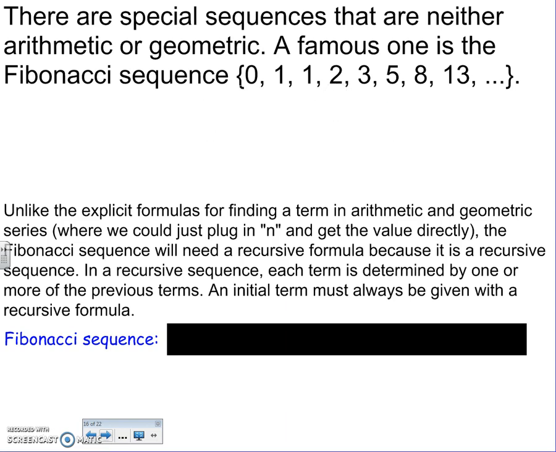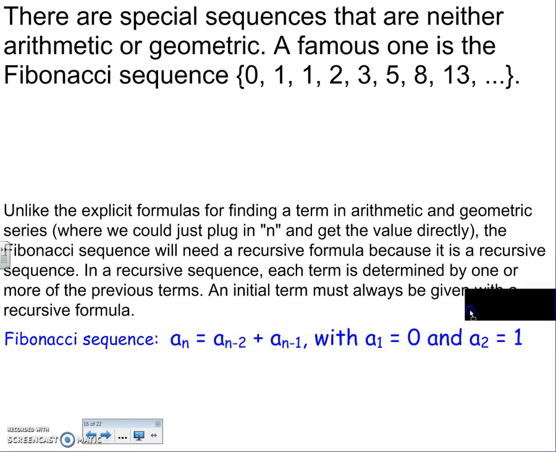Geometric is a multiplier. Well, 0 times anything is 0, so that fails too. So again, it's not arithmetic or geometric because we can't find something to add or multiply each time. We have to find, like I said, a different formula, recursion. It uses previous terms. Here's the actual formula.